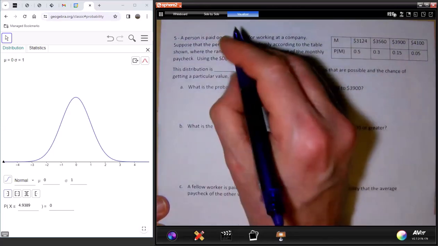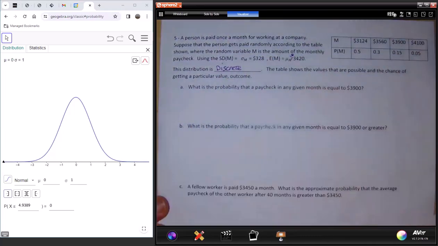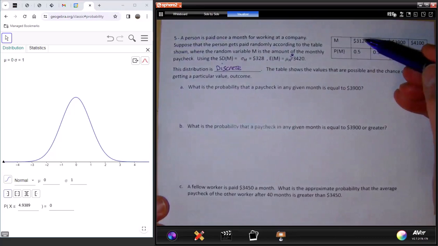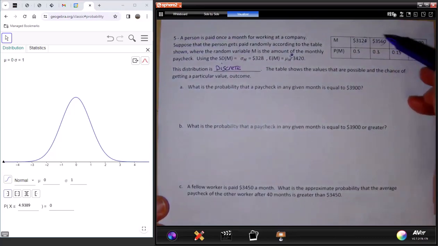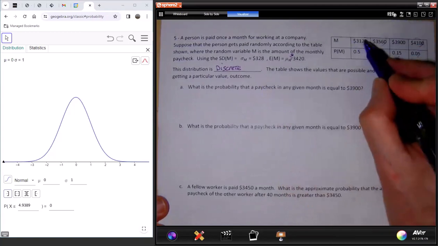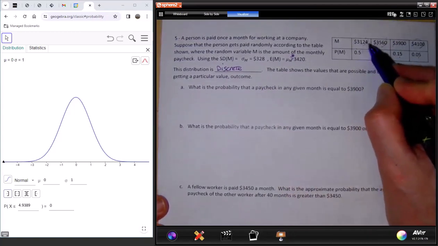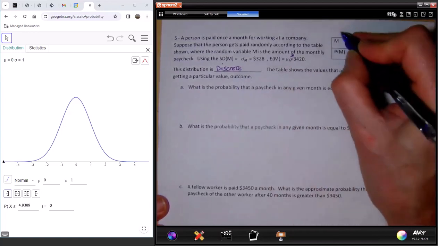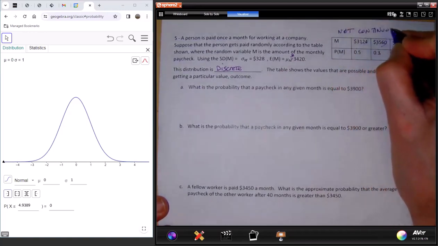This distribution has a particular name, and it's called discrete. So what's happening is this person only gets paid once a month. There's a 50% chance that they're going to get paid this amount, a 30% chance this amount, a 15% chance this amount, and a 5% chance of 4,100. It's discrete because it can only take on these four values, and there's nothing in between. So there's 3,124, and can you make 3,125? No. So discrete is the opposite of continuous. This is definitely not continuous.